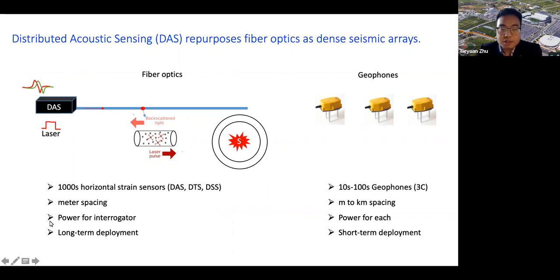Compared to the conventional geophone, indicated as this yellow one on the right, DARS actually has several good advantages. For example, DARS can easily have 1,000 or 10,000 horizontal sensors, which measure the strain or strain rate. DARS can be very dense in a local region, at meter scale. DARS also has an easy power supply. We only need power for the DARS integrated box, okay? All these features make DARS a great candidate for seismic study, especially for long-term deployment in a harsh environment.